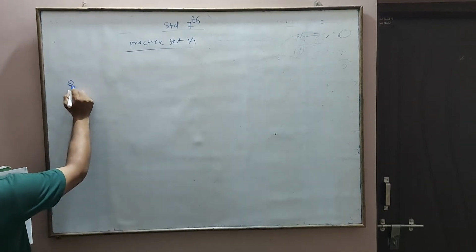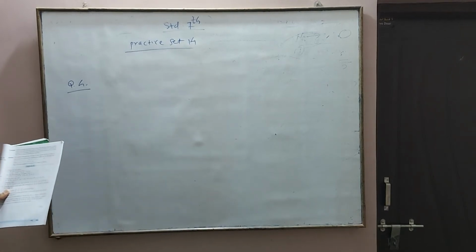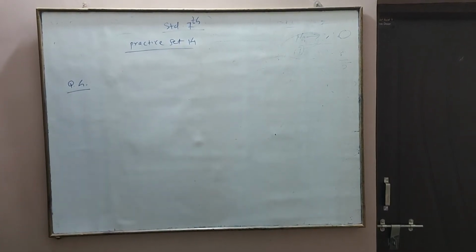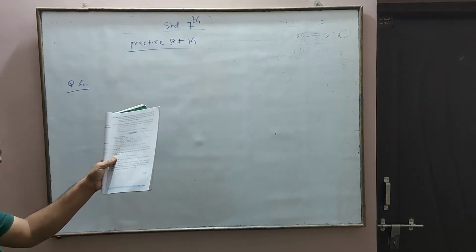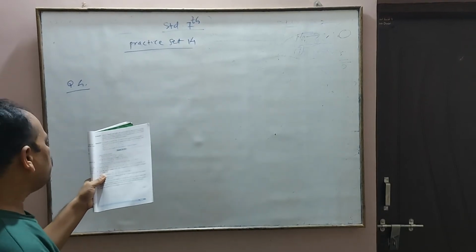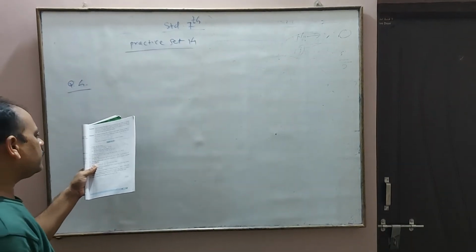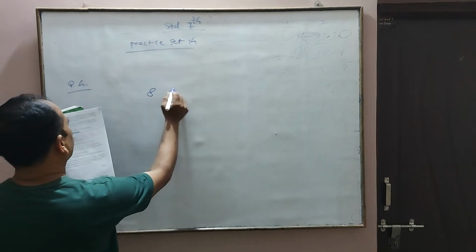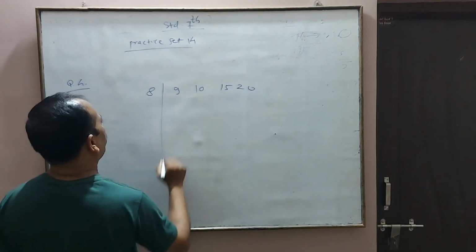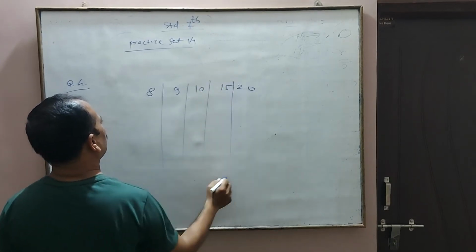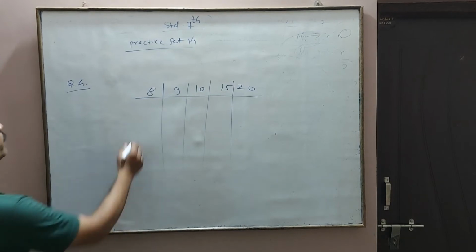Now see question number 4. Find the smallest number which when divided by 8, 9, 10, 15, 20 gives a remainder of 5 every time. So for this example, first we find the LCM of all these numbers 8, 9, 10, 15 and 20. Because smallest number means lowest common multiple, LCM we will find here.